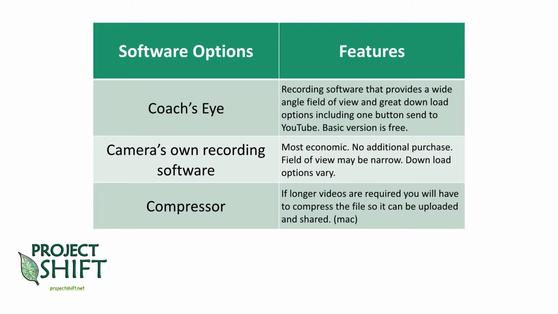And of course, there's the camera's own recording software, and this is the most economic by far. It comes with the device. And the question is how easily it can be downloaded or uploaded to a particular sharing site later. The last you'll see here in this chart is a compressing software. In other words, sometimes our recording files are so large, we need to compress them so they can be put onto a collaborative site. Some recording software has built-in compression features and automatically formats it for you. Be sure to look into that.